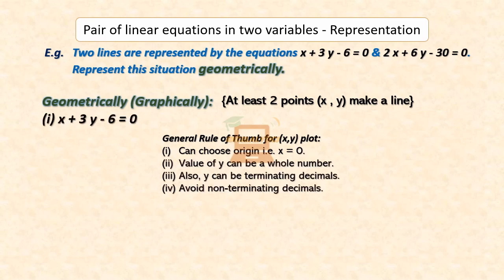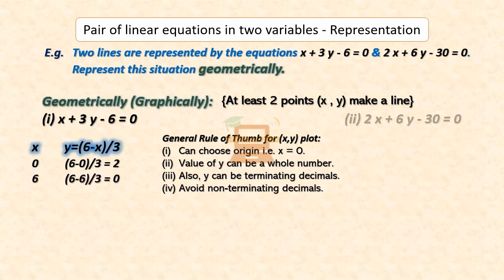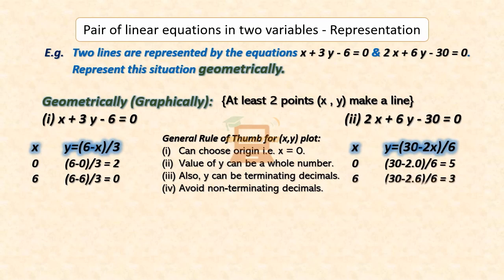For the first equation, y = (6 - x)/3. When x is 0, y is 2. When x is 6, y is 0. Similarly, for the second equation, y = (30 - 2x)/6. When x is 0, y is 5. When x is 6, y is 3.